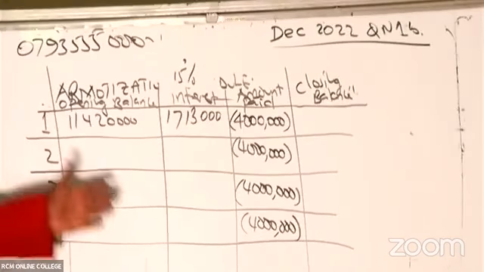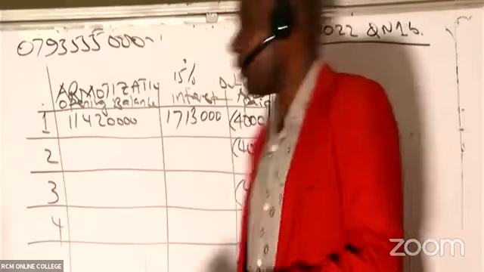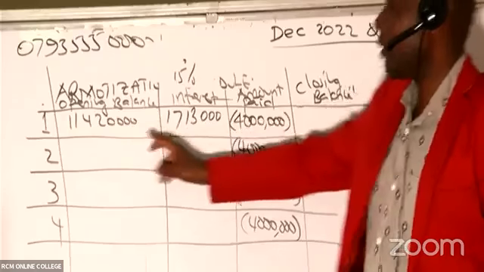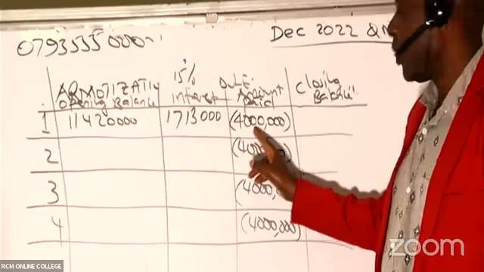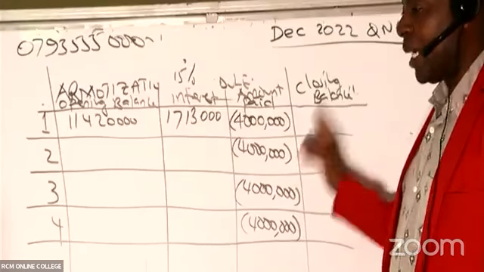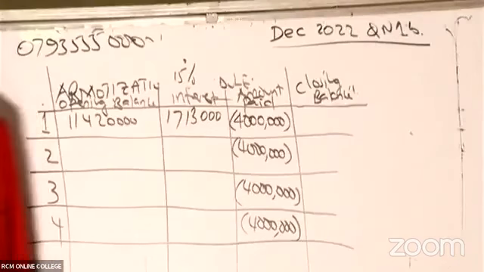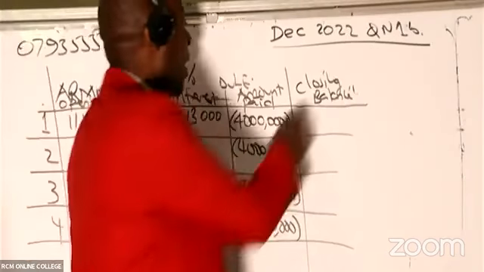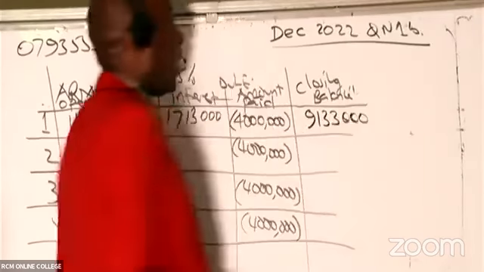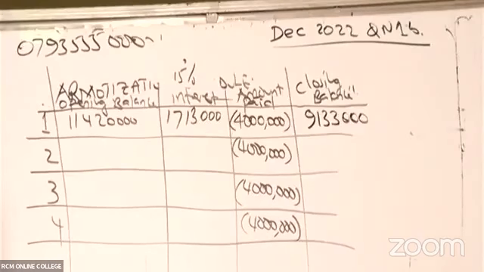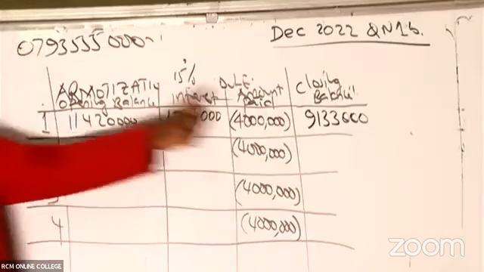So then can you kindly do me a favor? Come here and give me the closing balance. So you're taking this plus the interest earned minus what has been paid to us to get the closing balance. So in this case here, we have 91,33,000. Very good students here. So you see the closing balance of year 1 becomes the opening balance of year 2.